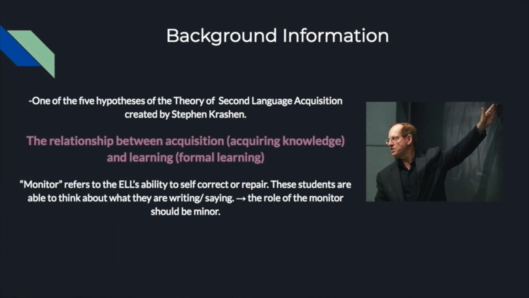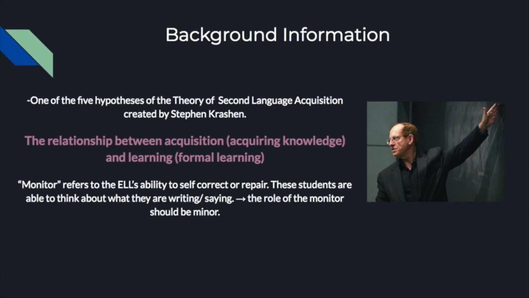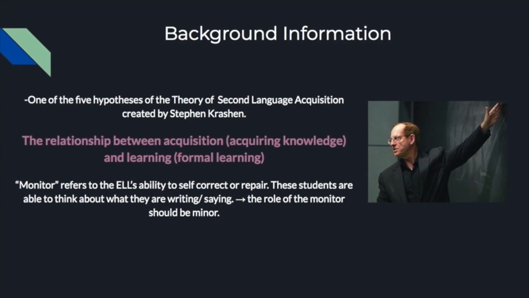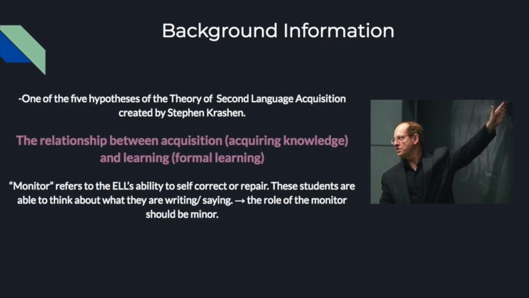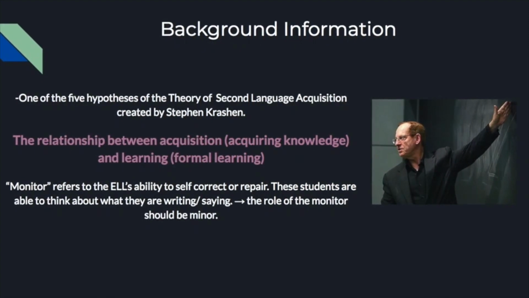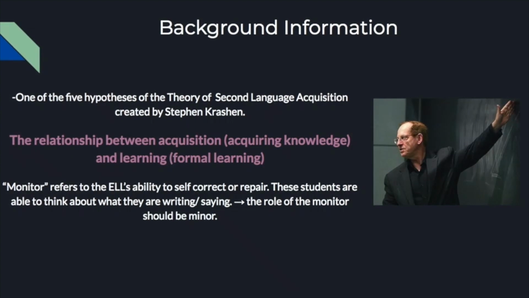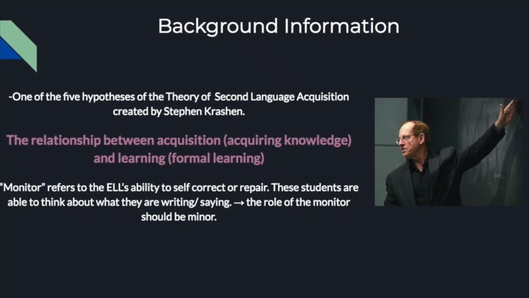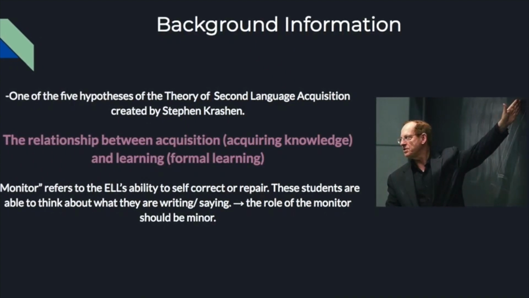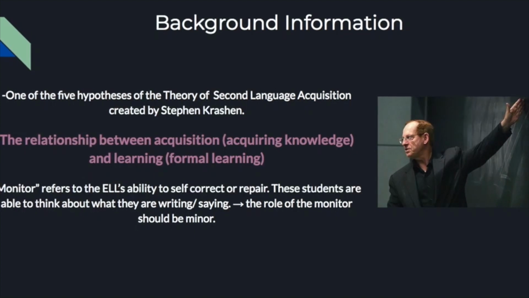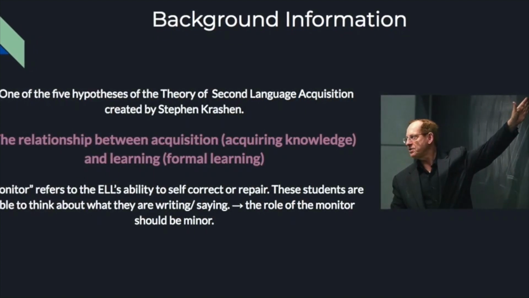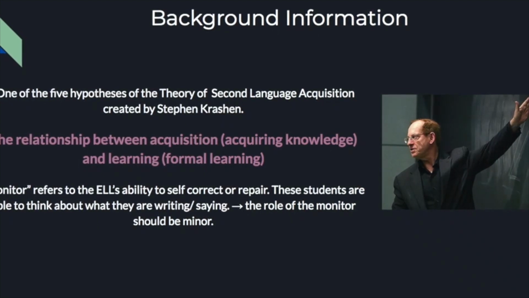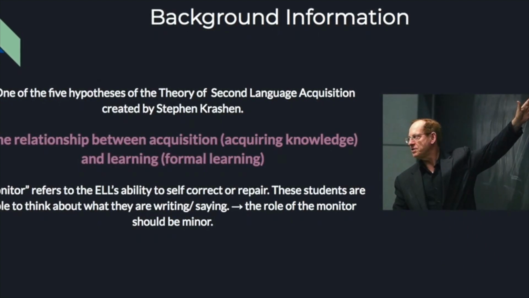Some background information on monitor hypothesis is it's one of the 5 hypotheses of the theory of second language acquisition created by Stephen Krashen. The relationship between acquisition, which is acquiring knowledge, and learning, formal learning. Monitor refers to the learner's ability to self-correct or repair. These students are able to think about what they're writing or saying. The role of the monitor should be minor.